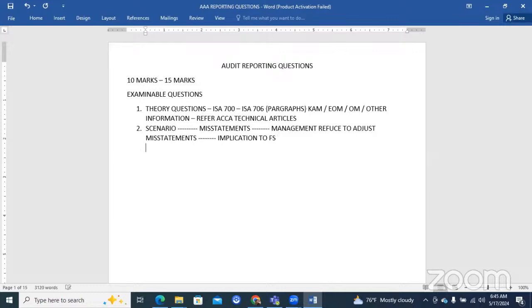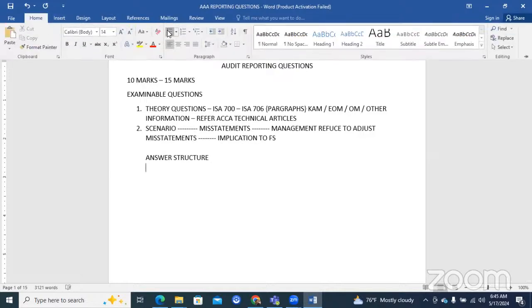So always I'm telling students, there should be an answer structure. That answer structure should be followed by you when you are writing answers. That would be very helpful to determine the scope of your answer.